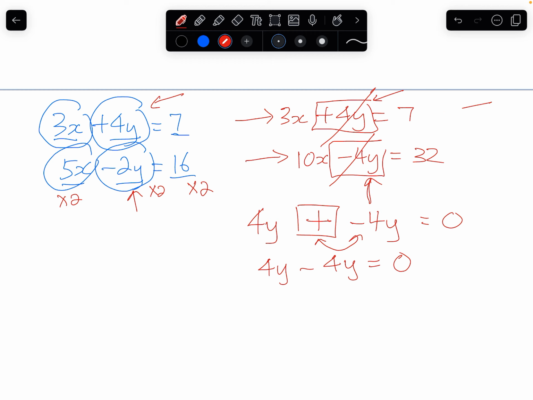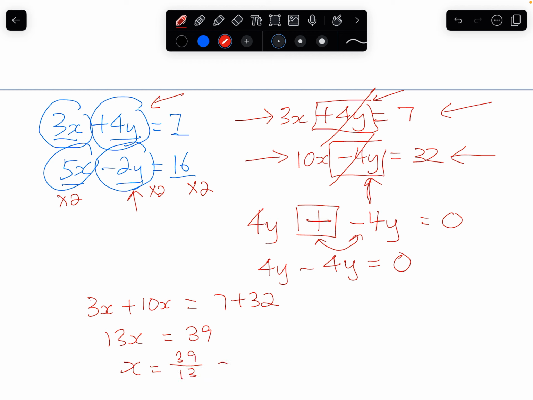Okay, so again, if we decide to do addition, then I will need to do so for 3x to 10x, as well as 7 to 32. So it will look something like that: 3x plus 10x equal to 7 plus 32. That gives me 39, which means that x would be 39 over 13, which gives me 3. Sounds good?